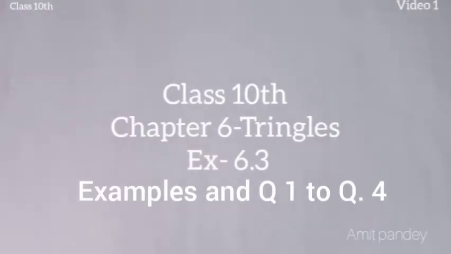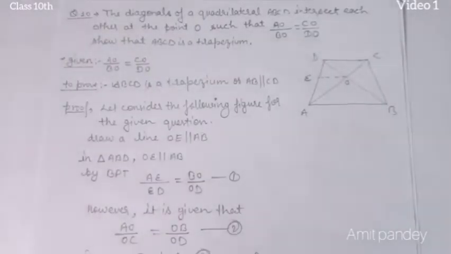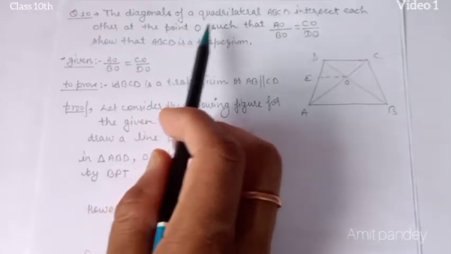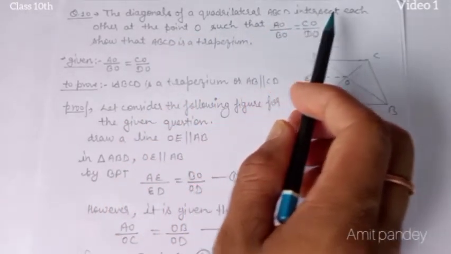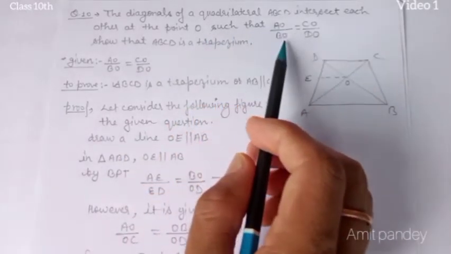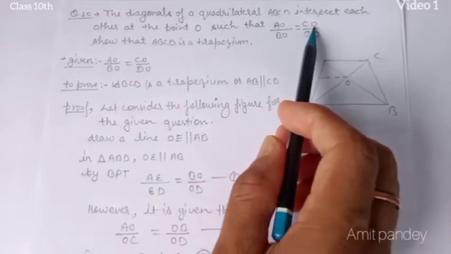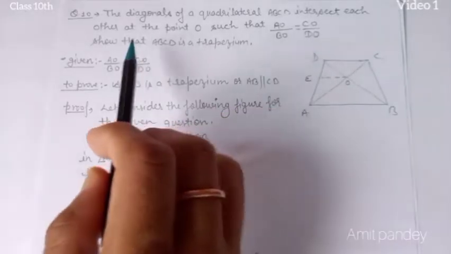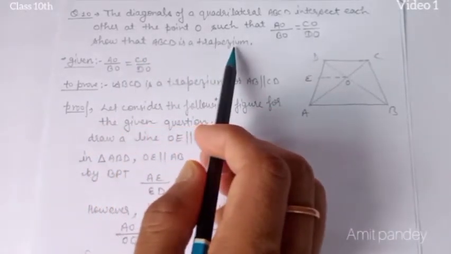We were studying chapter 6, Triangles. So in the previous session we did the questions of exercise 6.2. Now we'll do the last question, number 10. The diagonals of a quadrilateral ABCD intersect each other at the point O such that AO upon BO is equal to CO upon DO. Show that ABCD is a trapezium.